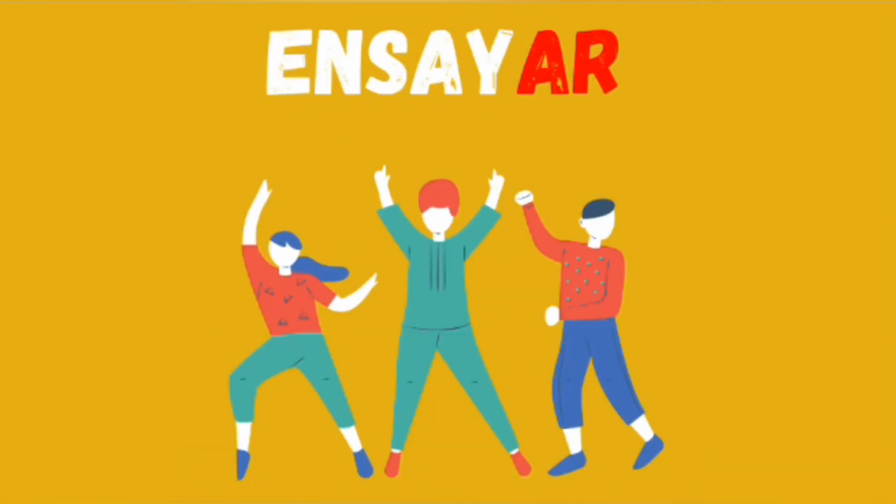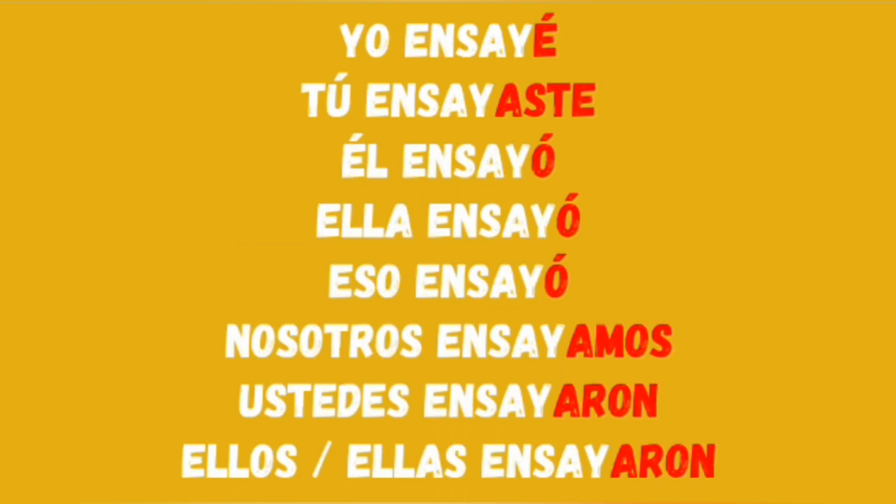Now I have this verb to rehearse, okay? If you want to say to rehearse, in Spanish you have to say ensayar. Let's see how you have to conjugate this in the indefinite past, okay? In Spanish, if you want to say I rehearsed, then you have to say yo ensayé. If you want to say you rehearsed, then you have to say tú ensayaste. To say he rehearsed, you have to say él ensayó.